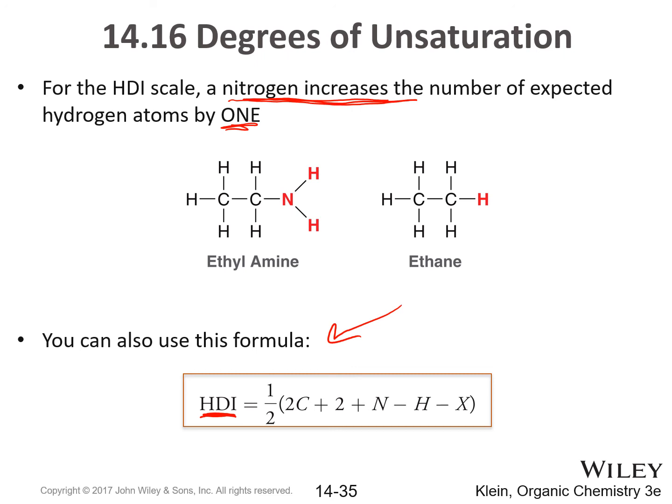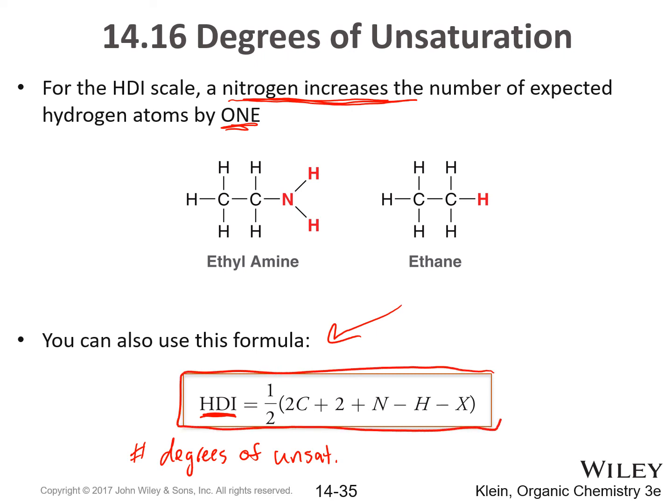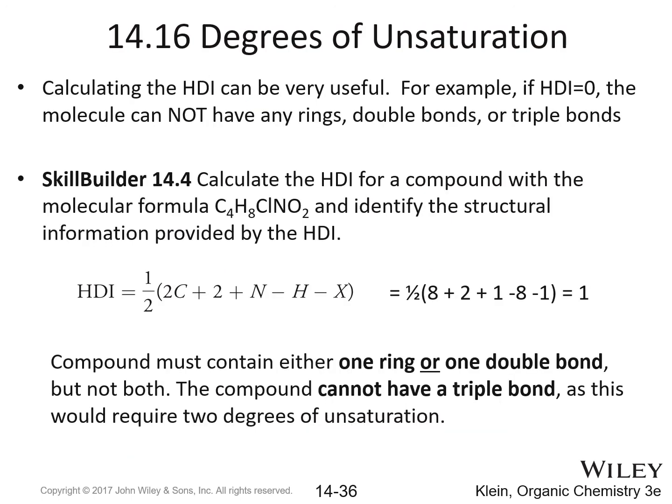And this is going to tell us how many degrees of unsaturation. So in a nutshell, by using this formula, we can determine the number of degrees of unsaturation, which will tell us how many pi bonds or how many rings are present in the molecule. So you're going to need to know this equation and be able to use it. Let's take a look at an example.